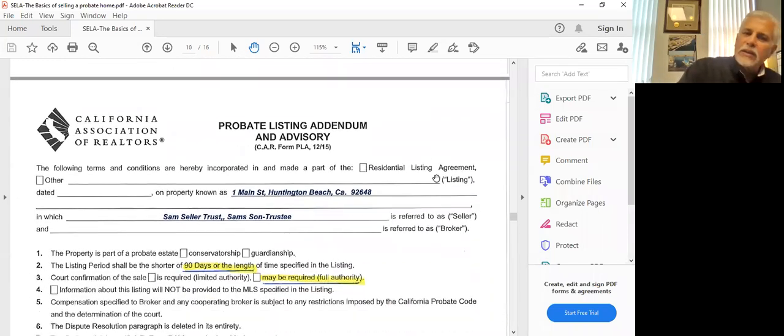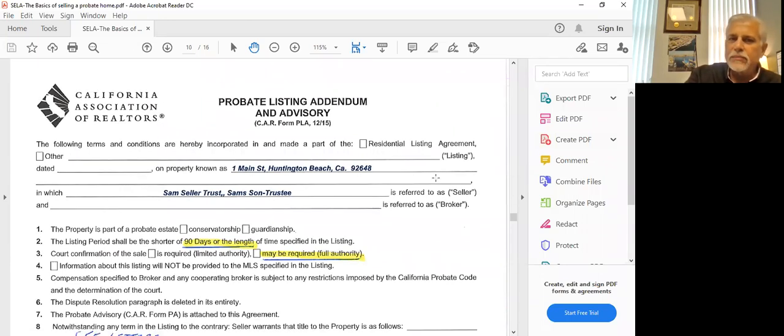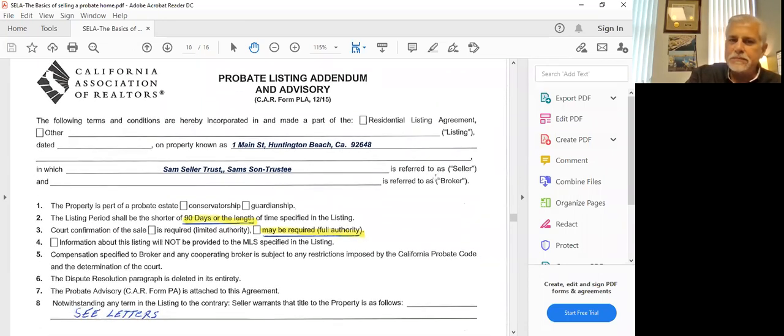Basically, the CR has changed. Before, you used to have specific probate listing agreements and specific probate purchase agreements, and they've gone away with that. Now you can use a standard listing agreement. Make sure you get the letters, make sure everything's done legally, and now you put in this probate listing addendum, and it's called a PLA.